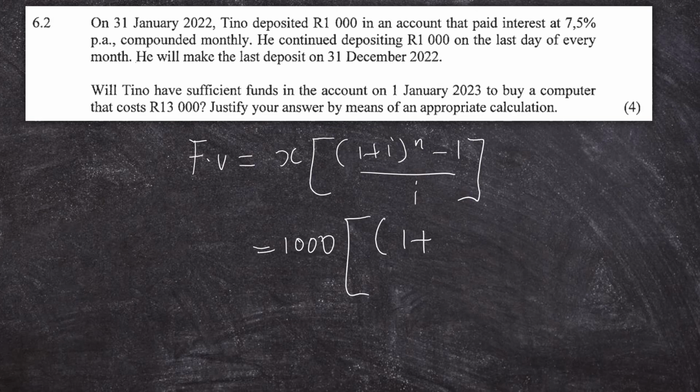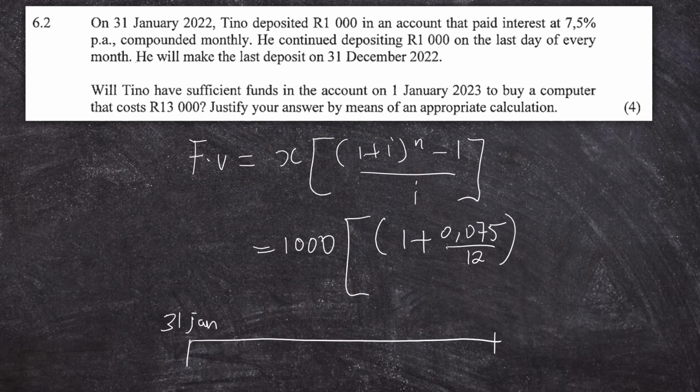Then what is the interest? 7.5% in decimal, 0.075. This is compounded monthly. In a year we have 12 months. Then n, right, the number of payments. Remember, in this case it does not stand for the number of years, but rather the number of payments that the person is making. So the payment was made from the 31st of January, and it will be made at the end of every month thereafter, until the last deposit. He will make it on the 31st of December.